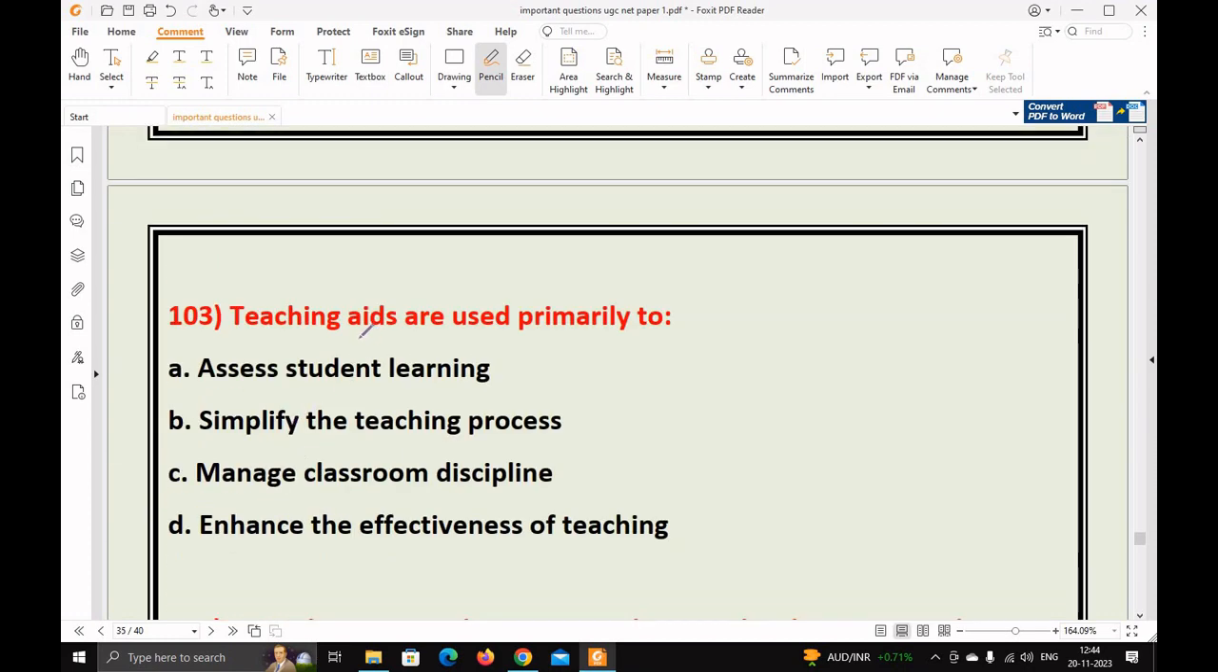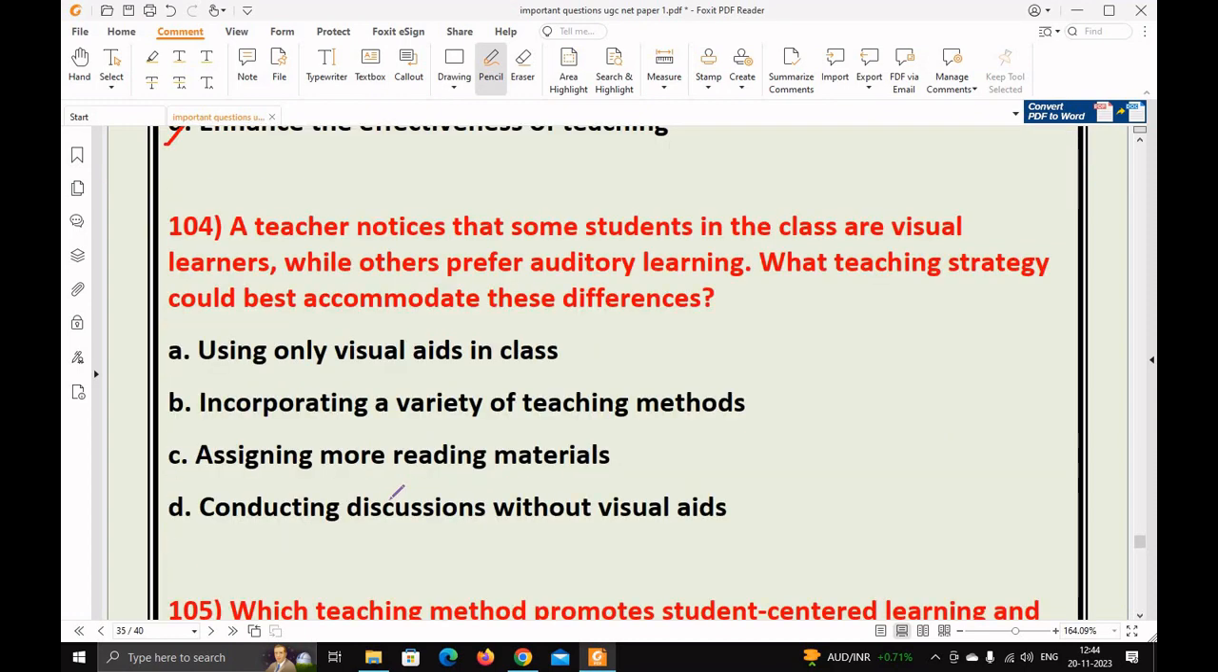Next question. Teaching aids are used primarily to. Options are assess student learning, simplify the teaching process, manage classroom discipline, enhance the effectiveness of teaching. Teaching aids are used primarily to. Right answer is option D. These are used primarily to enhance the effectiveness of teaching.